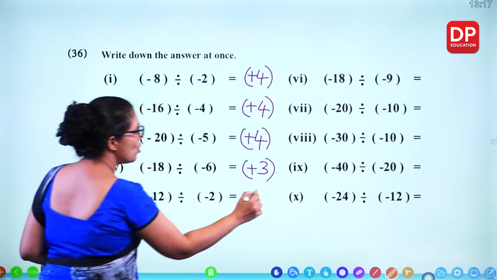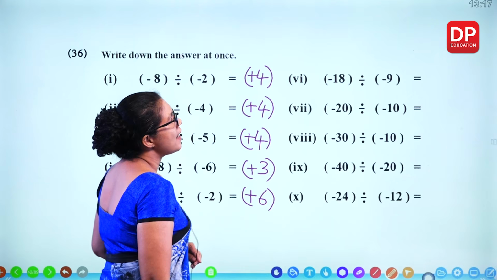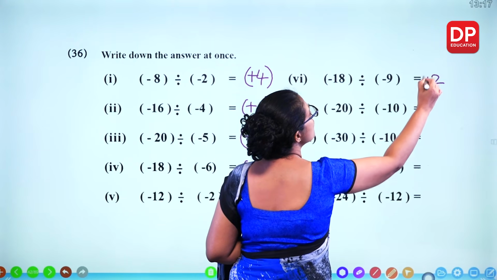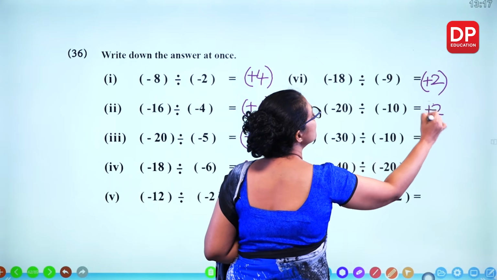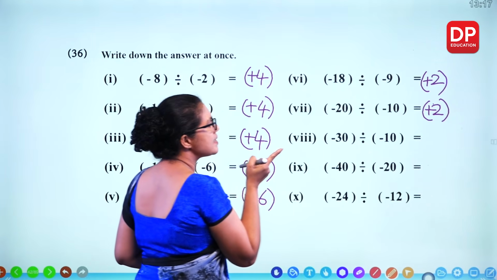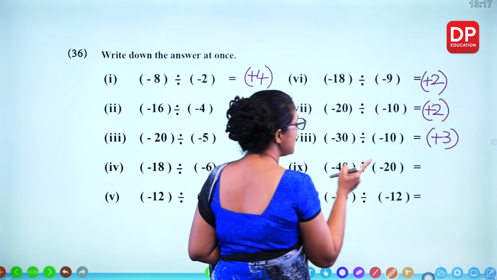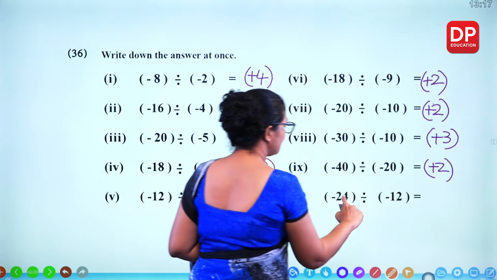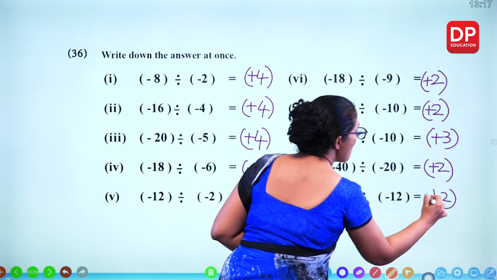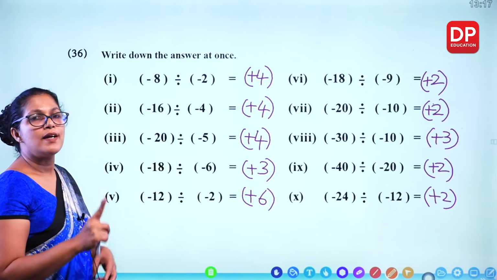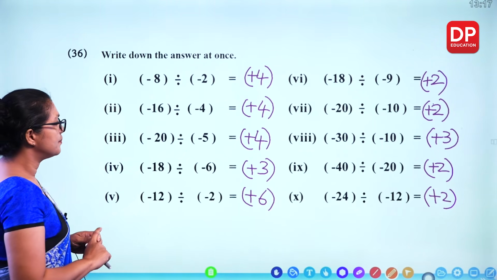12 divided by 2, 6, that's plus 6. 18 divided by 9, you get 2, that's plus 2. 20 divided by 10, you get 2. Answer is plus 2. 30 divided by 10, that's 3. Answer is plus. 40 divided by 20, you get plus 2. 24 divided by 12, you get plus 2, because both the numbers are negative. Negative number divided by a negative, you get a positive answer.